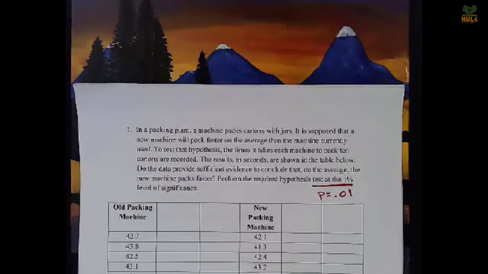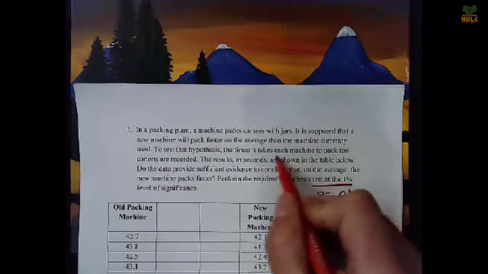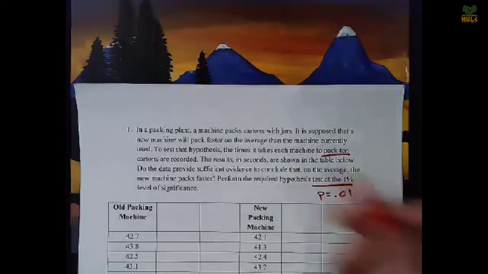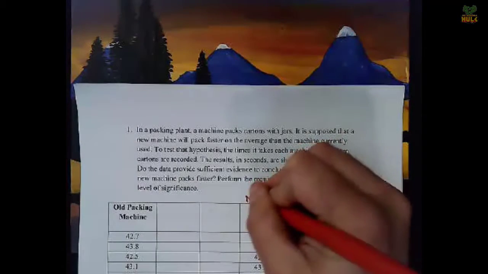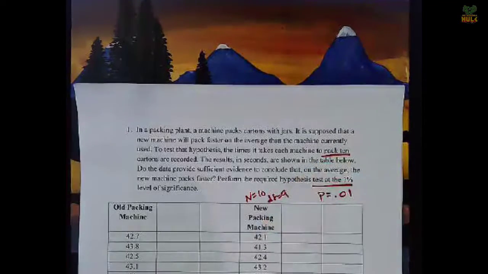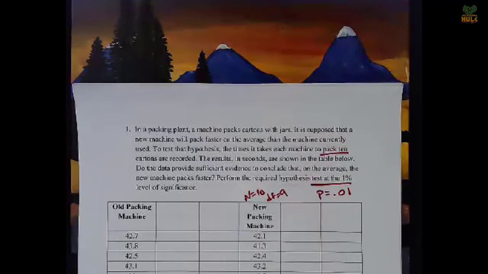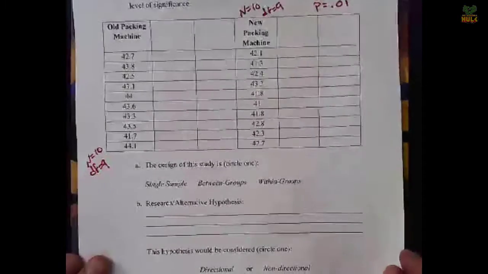Okay, so let's talk about what we already know now in this problem. Okay, it says takes each machine to pack 10 cartons. So that's 10 and 10 for each machine. So that's an n of 10 over here, an n of 10 over here, which means a degrees of freedom of 9 for each of these two groups. All right, so we can know that right off the bat. In fact, we can go ahead and write our research hypothesis down here and say something about directionality. So they're saying the new machine packs faster on average. So let's record that faithfully here.